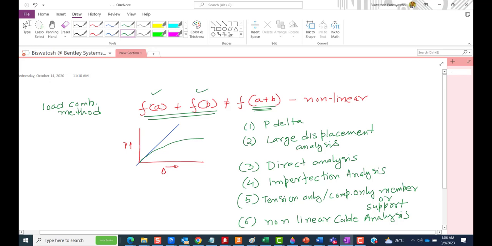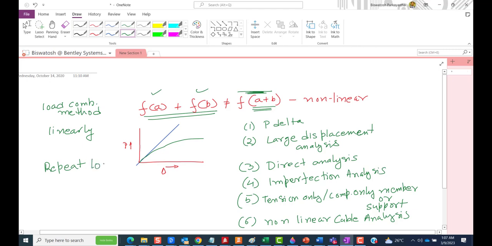But if it is a nonlinear case, then if you are using this approach, you're not going to get this value, which is the most accurate, exact one. So ultimately, you are getting some misleading structural result. That's the reason you should be very careful while using this load combination method. So this load combination method is only allowed when the structure behaves linearly. Or else, if it is a nonlinear structure, then instead of this load combination, you should use another method of combining these loading actions.